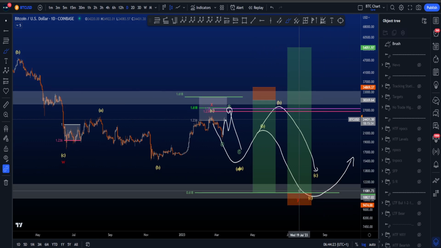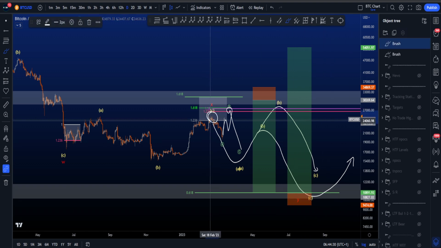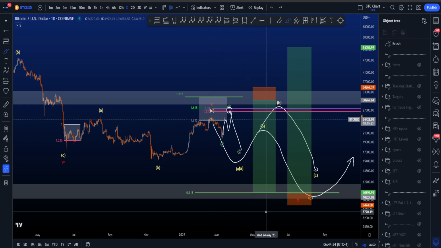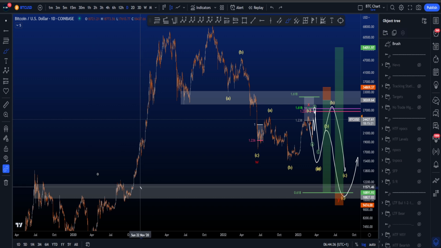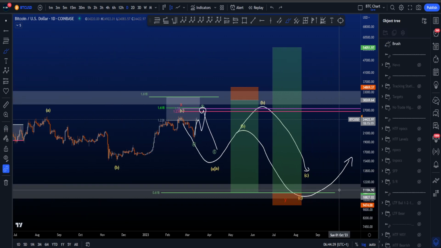Now the downside target is basically the same as the other scenario, just a little bit lower, this time 10.8k, as the target of here, wave C and X, is also lower, like the high that's been made. So 10.8k is about the area of interest, but the support area over here is still the same.